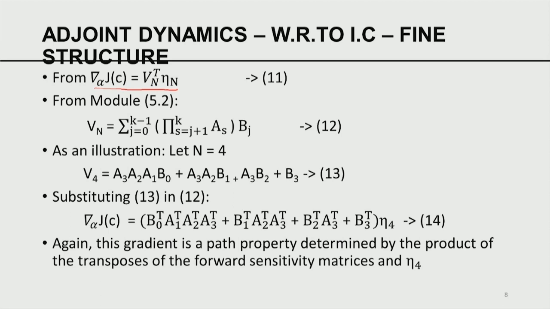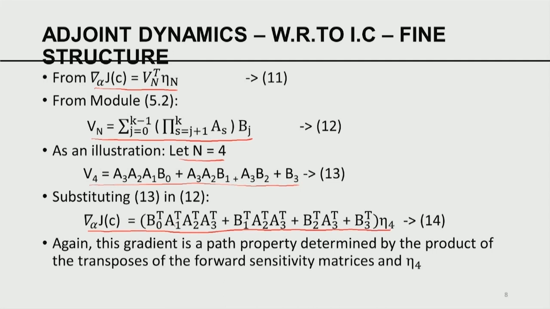From the previous module we already know the solution for Vn is given by this. We have already solved the forward sensitivity with respect to the parameters. As an illustration, let us pretend n is 4. When n is 4, V4 is given by this expression. As we saw, it is a sum of the products of the model Jacobian with respect to the state and the model Jacobian with respect to the parameters. A's are the model Jacobian with respect to the state, B's are the model Jacobian with respect to the parameters. So substituting this in 11, the adjoint sensitivity with respect to the parameter takes this particular form.